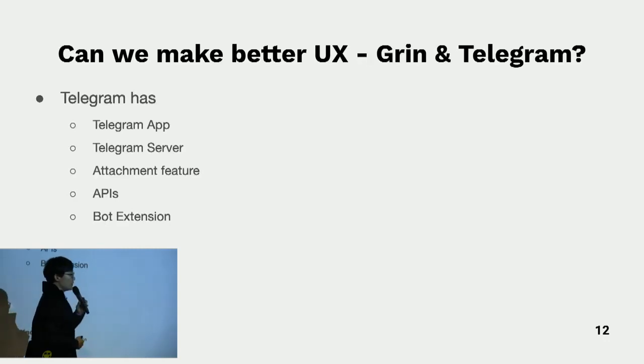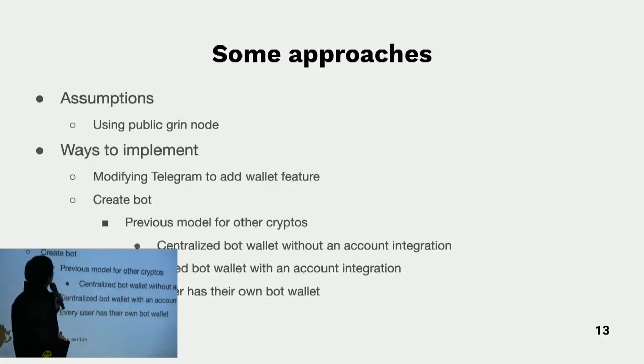Thankfully, one of the messengers, Telegram, already has a messaging app, and there's a Telegram server which temporarily stores the message and notifies the user. There's an attachment feature and APIs for payment, and especially bot extensions. So can you mix these features to make a wallet messenger?